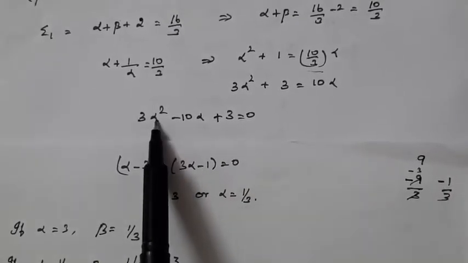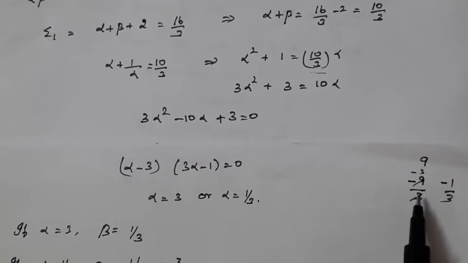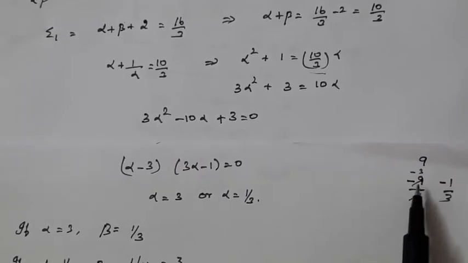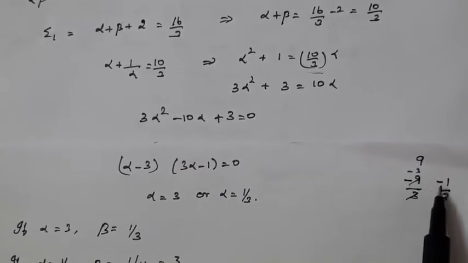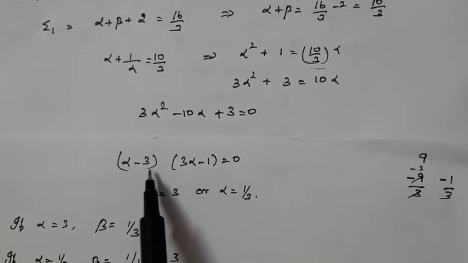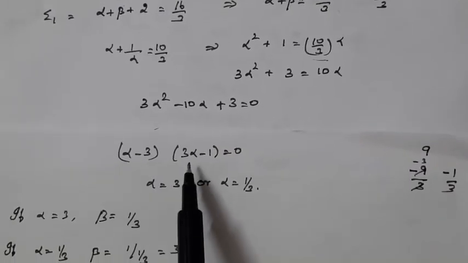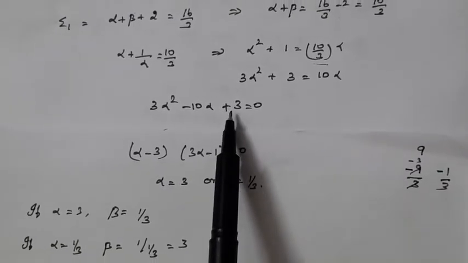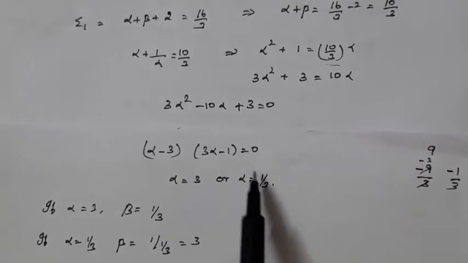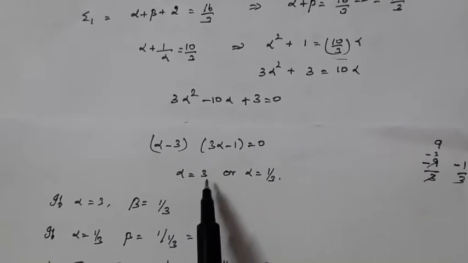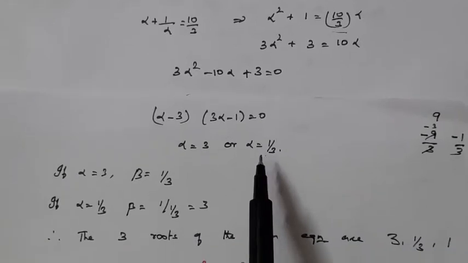As the coefficient of alpha squared is 3, let us divide it by 3, so that you will get the factors as minus 3 comma minus 1. So, what would be the factor for here? Alpha minus 3 and 3 alpha minus 1 will be the factors for this quadratic equation. So, on equating this, you will get the value of alpha as 3 or 1 by 3. Okay.